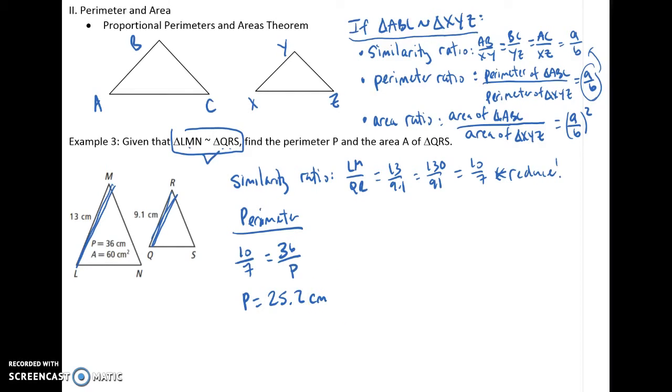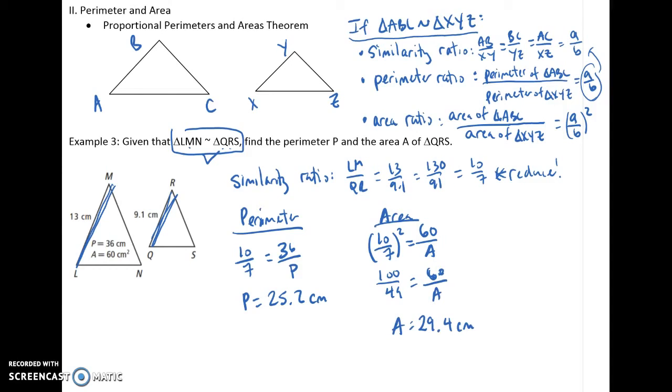Now let's find the area. So remember, with area, we don't want to look at plain old 10 over 7. We want to square that thing because that's going to be our area ratio. And that's going to equal, again, whatever comparison you did, big to small or small to big. And that's going to be your area ratio. So I did big triangle on top, so I'm going to put 60 on top. And then I'm going to solve for the area of the little triangle, right? Remember, 10 over 7 squared is just 10 squared over 7 squared, so that's 100 over 49. And that's going to equal 60 over the area of that smaller triangle, and then go ahead and solve that.